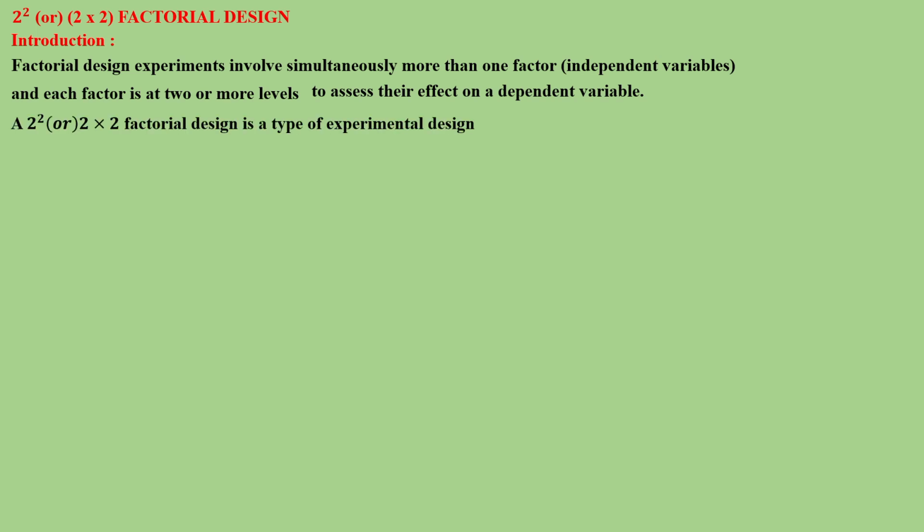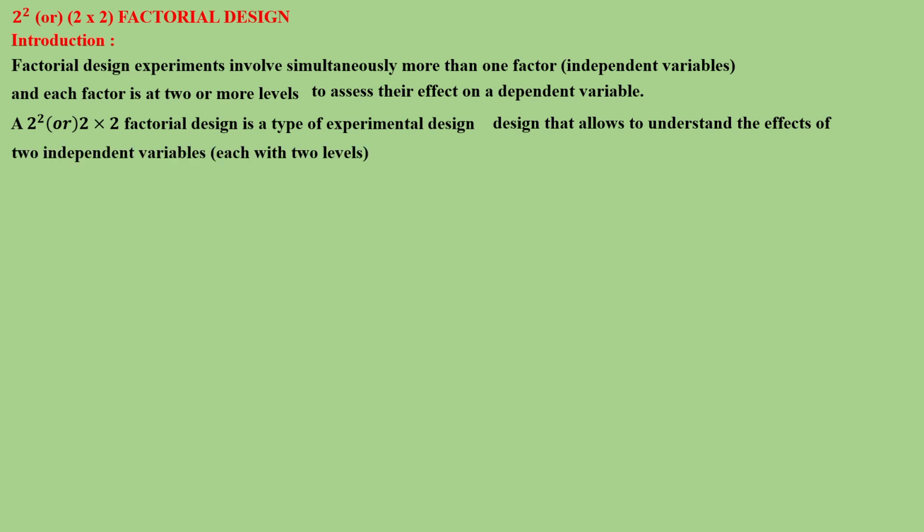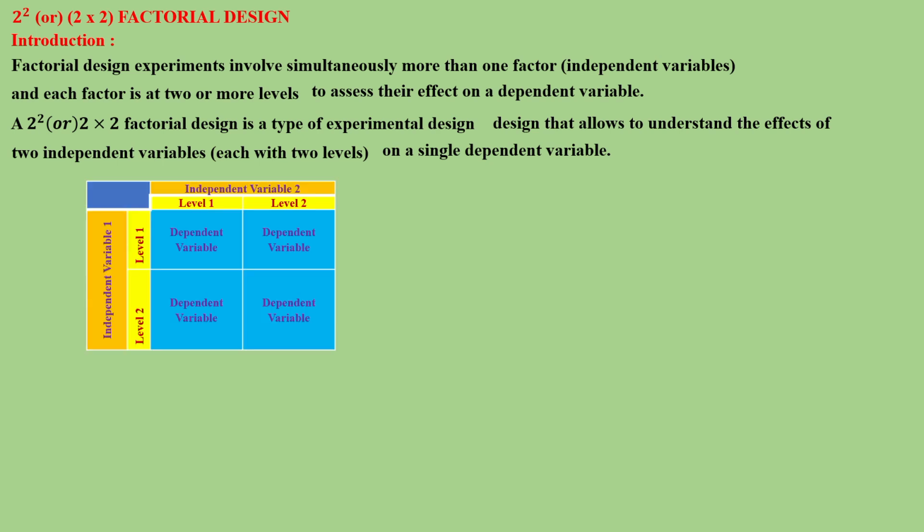So a 2 square or 2 by 2 factorial design is a type of experimental design that allows us to understand the effects of 2 independent variables, each with 2 levels, on a single dependent variable. So independent variable 1 and 2, right? So level 1, level 2, dependent variable. Based on that treatment, what yield you are getting. So dependent variable, right?